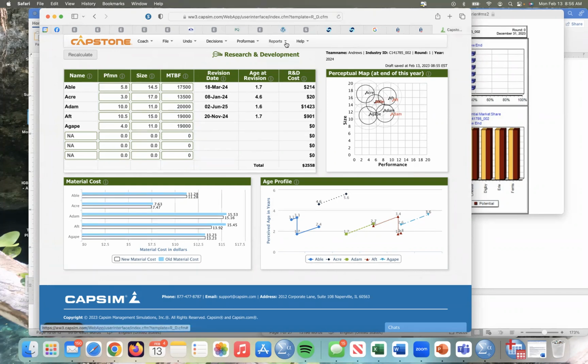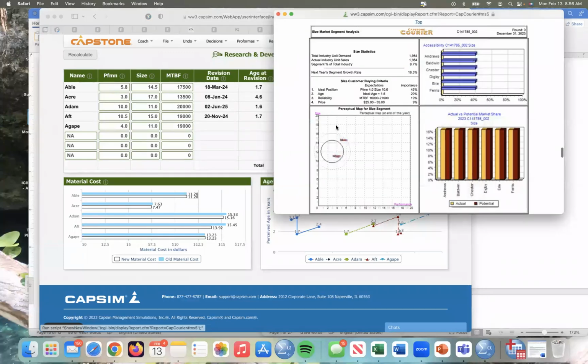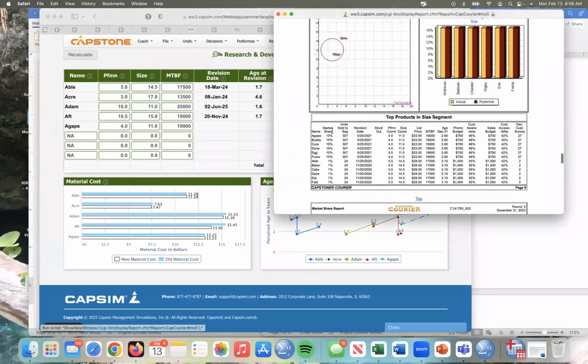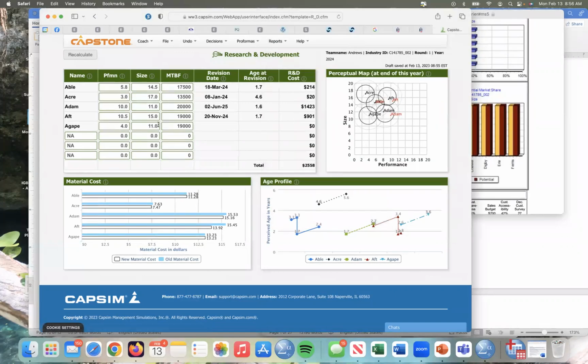What do our customers in this segment in Agape, which I believe is the size segment. Let's see. Yeah, it's the size segment. What are our customers expecting there? So with Agape, the performance is fine. The size is where we really want to focus in this case. So let's go down to 10.5 on our size.